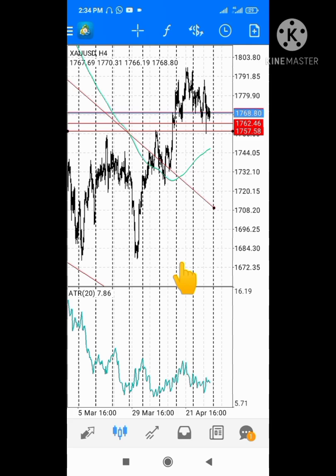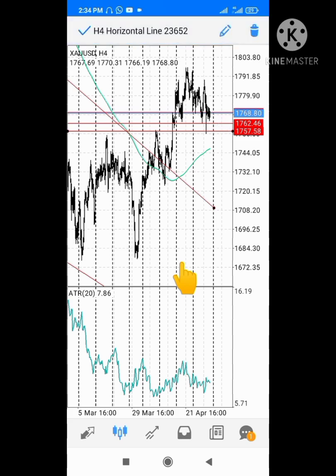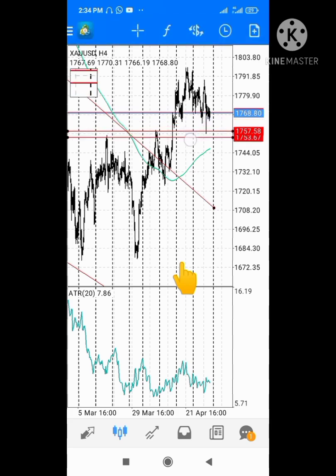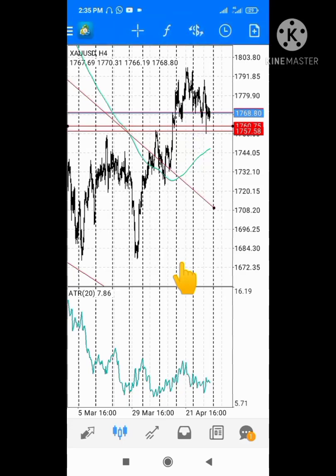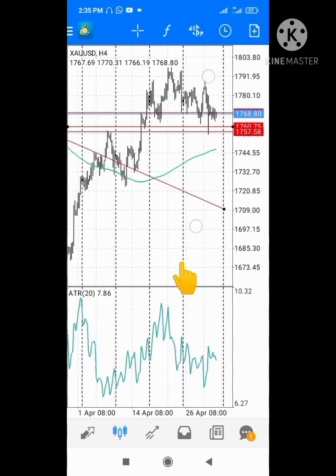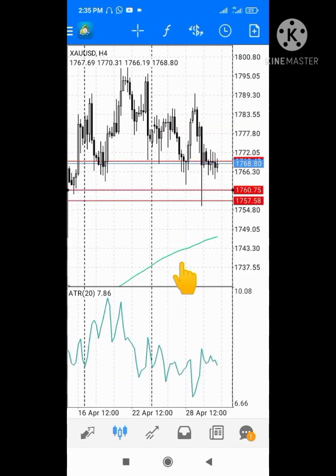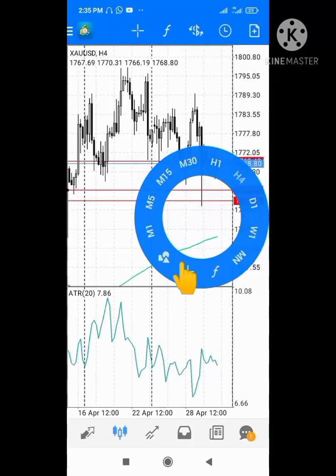I don't know if you get it. You see it? So we have two horizontal lines here. As you can see, this one is a region, not a line. So you are going to be expecting this market to bounce off from this level. If you zoom out, you notice that there's a candle that dipped to this place before it bounced off.